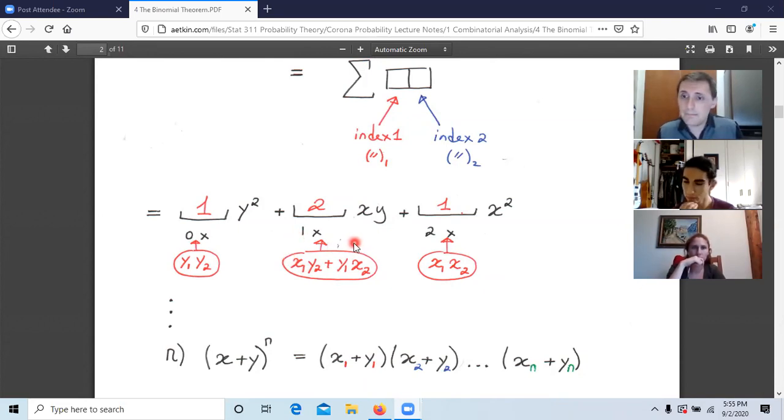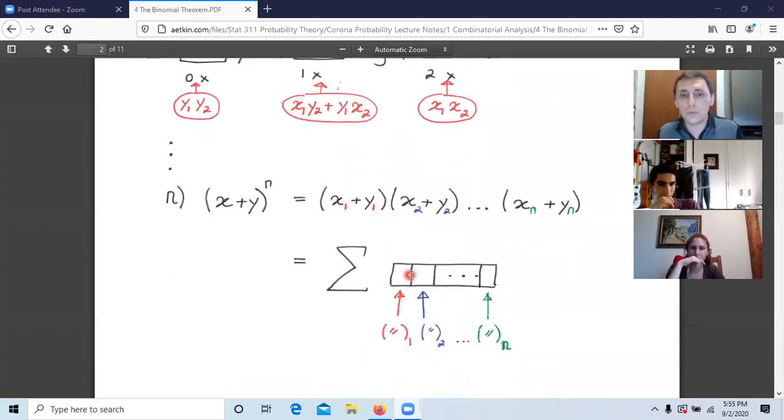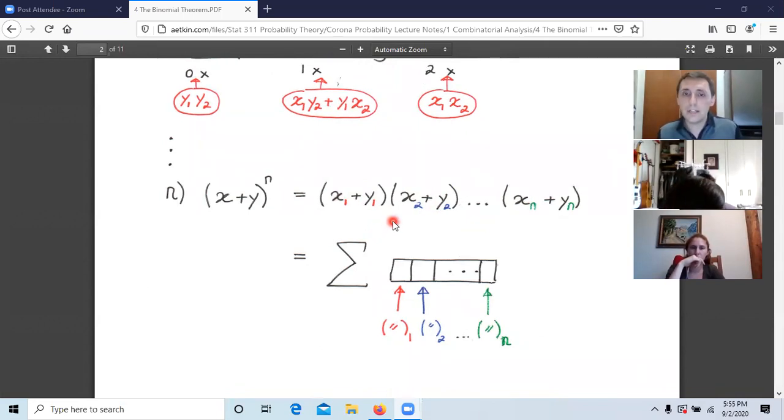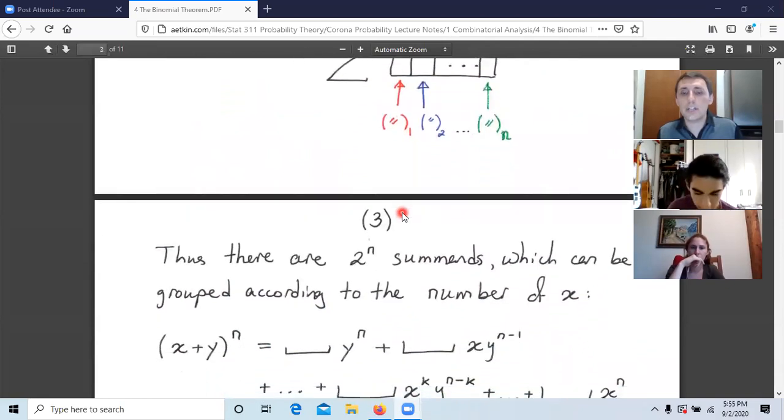Make sense? So I can first assume they are distinct objects, and then I have, in this case, just 4 possibilities. But once I see that I cannot tell apart one x from another, and one y from another, I can collapse and simplify. So there are 2 to the n different summands, assuming I can distinguish which x came from which parenthesis and which y came from which parenthesis. And each parenthesis contributes exactly one thing, either one x or one y. Make sense?